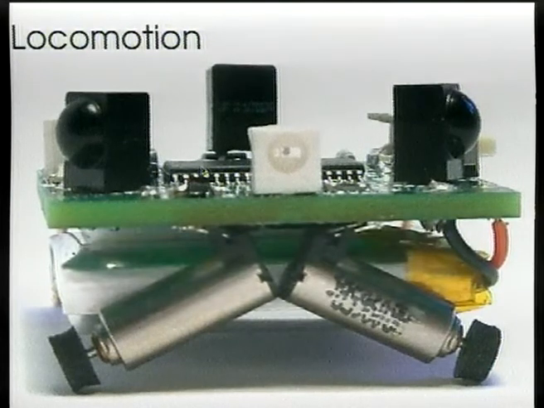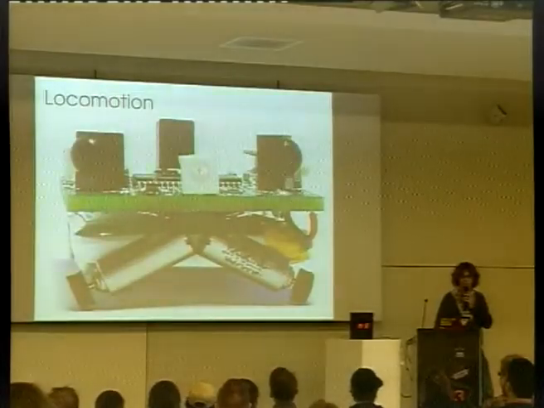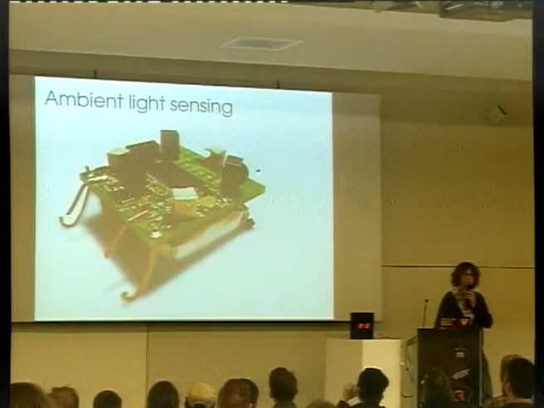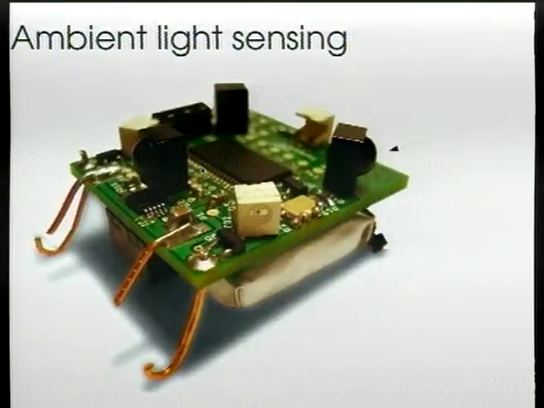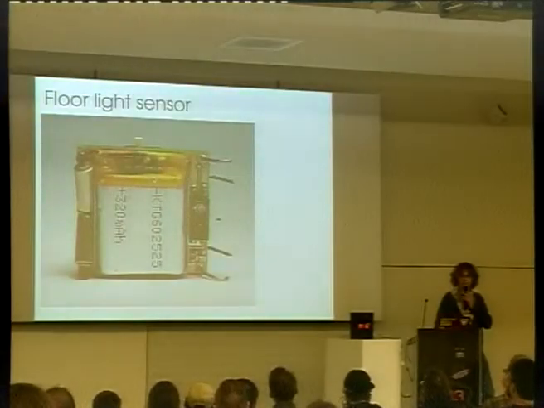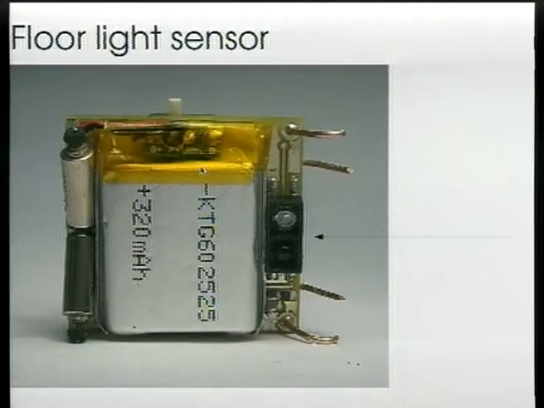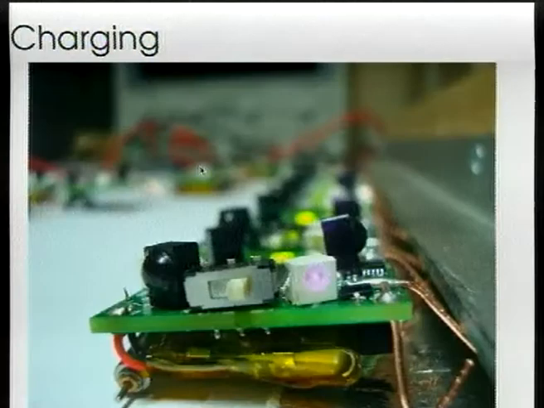So obviously the most exciting one is that it drives around, uses 2 tiny motors from mobile phones with 2 tiny rubber wheels, 3 millimeters. It can sense its environment somewhat, so it has ambient light sensing, it can drive towards light or away from light. And it has a floor sensor to look at the ground to see what color the ground is. So you can have some behavior centered around that.